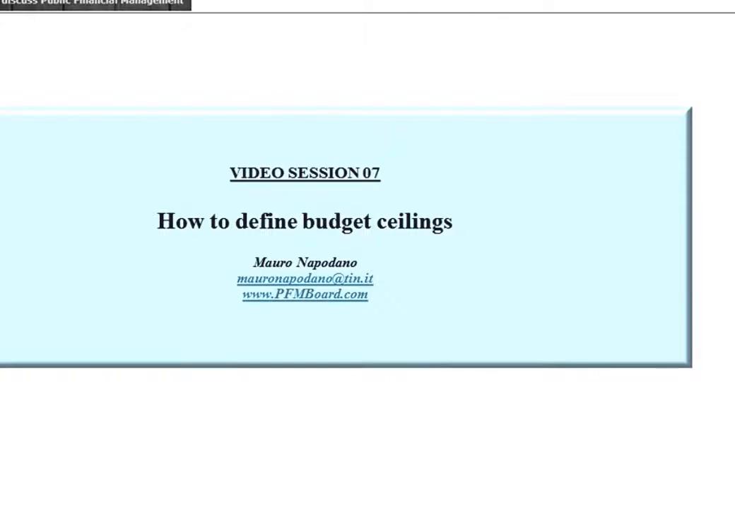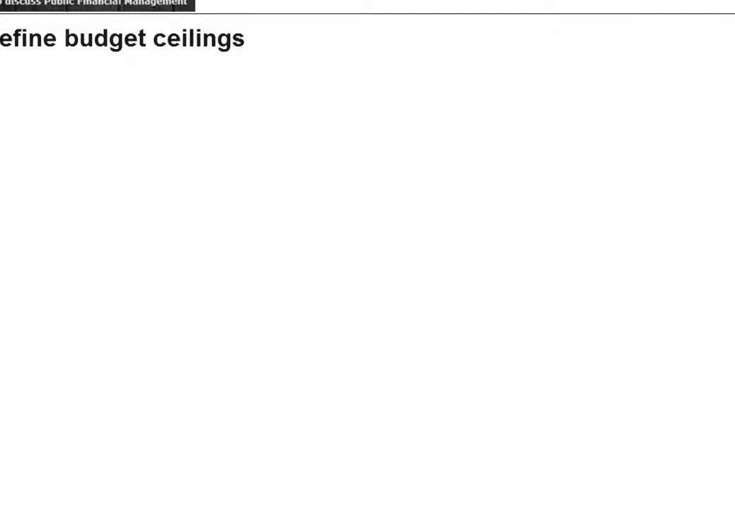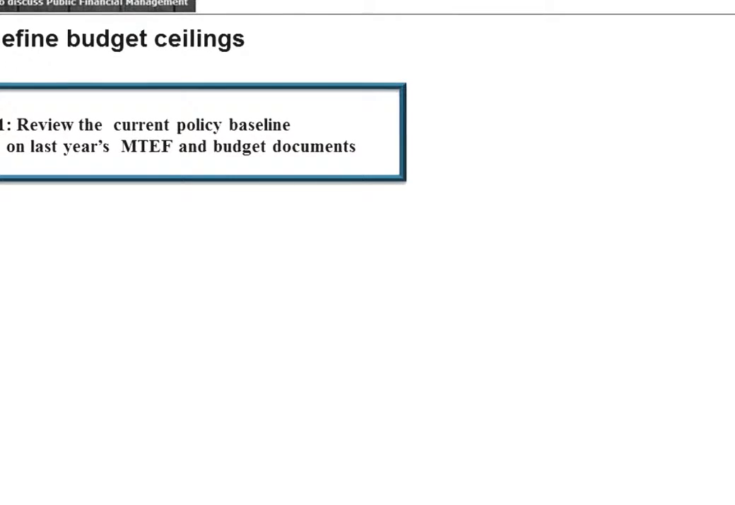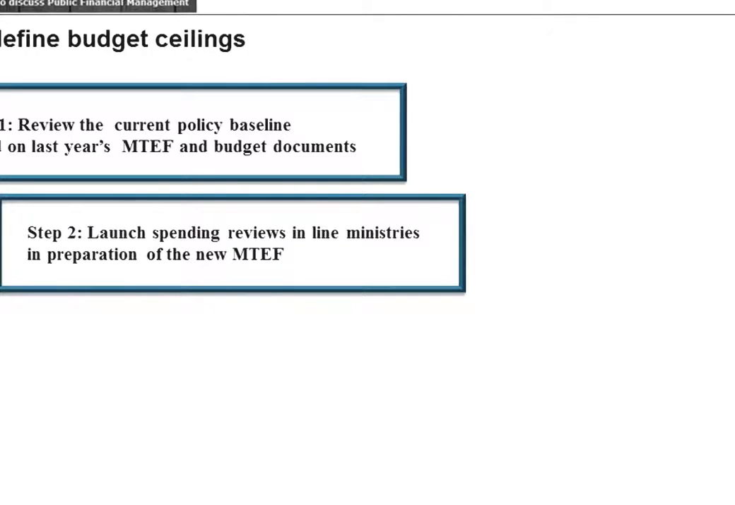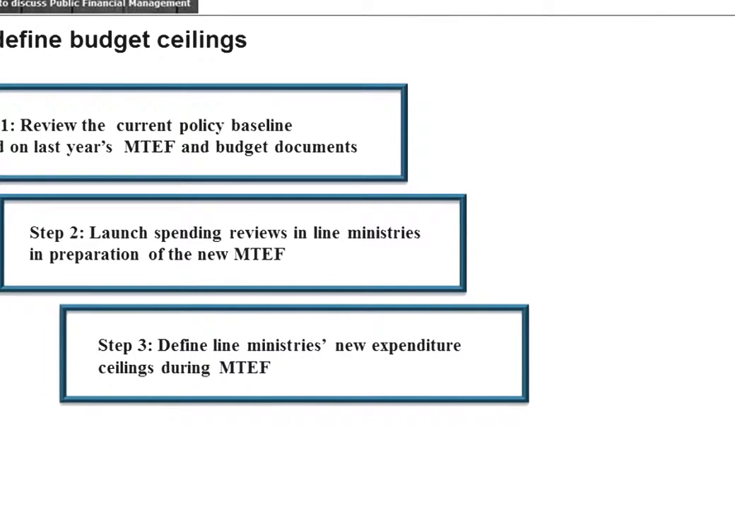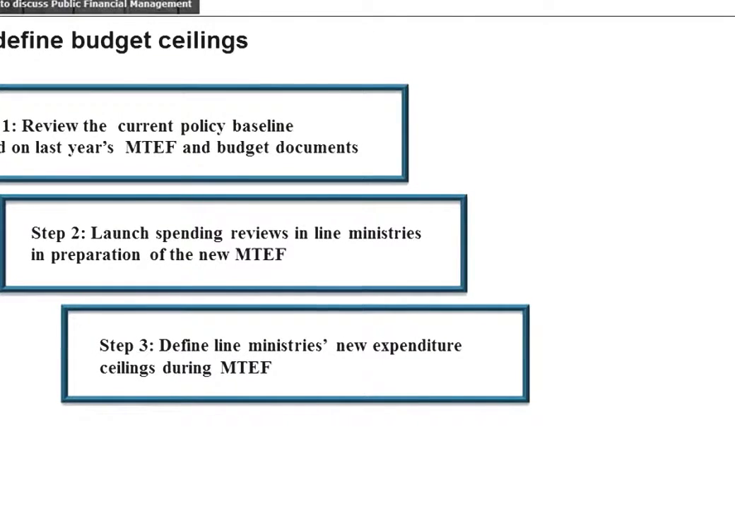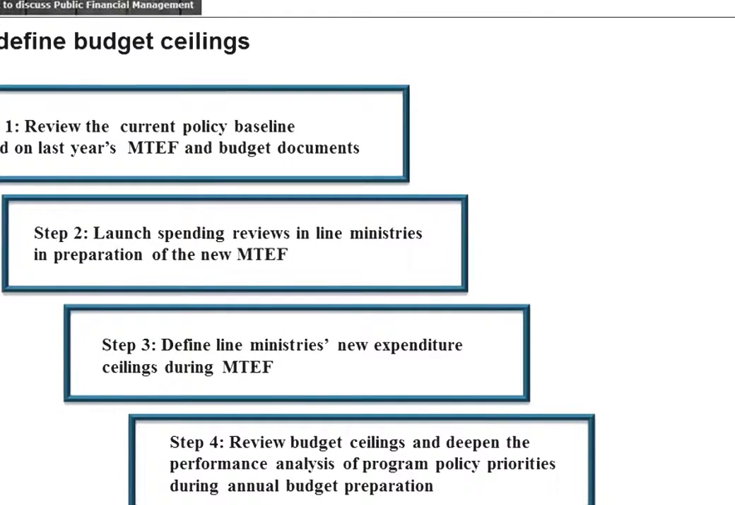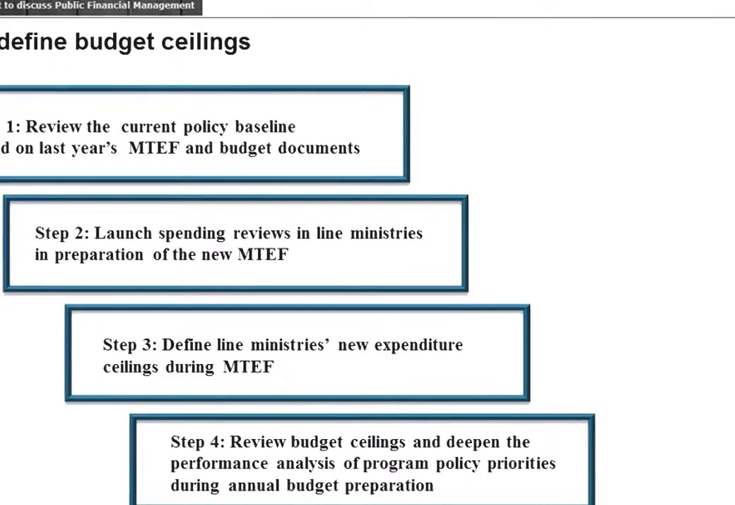Video session 7 presents the recommended steps to define budget ceilings. The steps are: 1. Review the current policy baseline based on last year's MTF and budget documents. 2. Launch spending reviews in line ministries in preparation of the new MTF. 3. Define line ministries' new expenditure ceilings during MTF. 4. Review budget ceilings and deepen the performance analysis of program policy priorities during annual budget preparation.